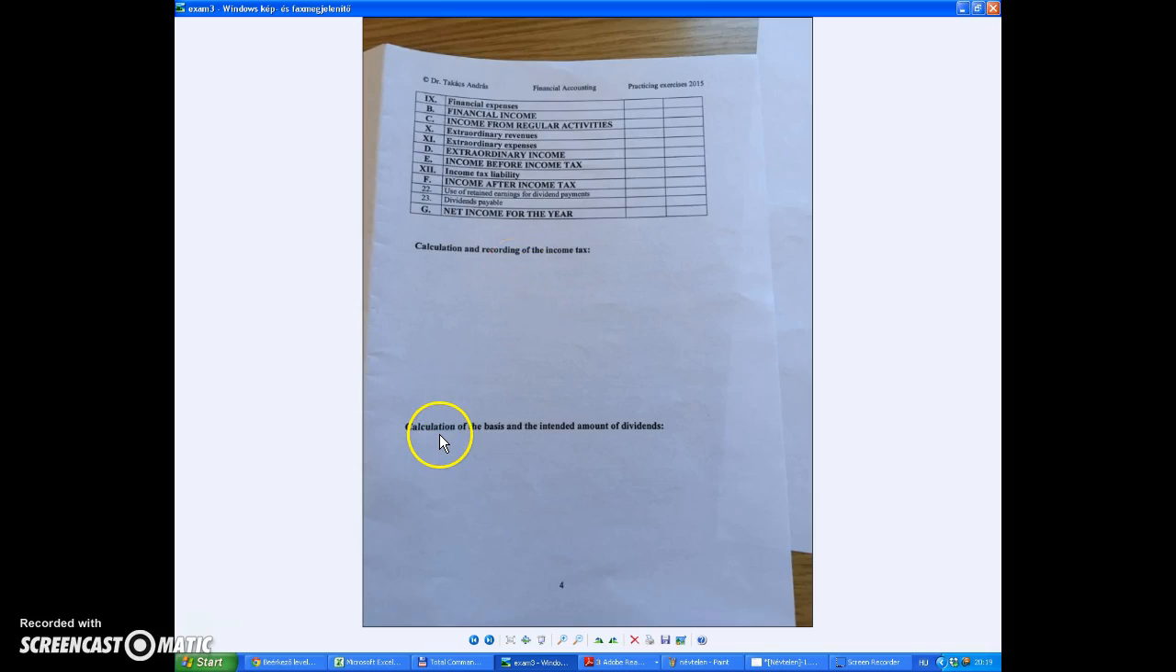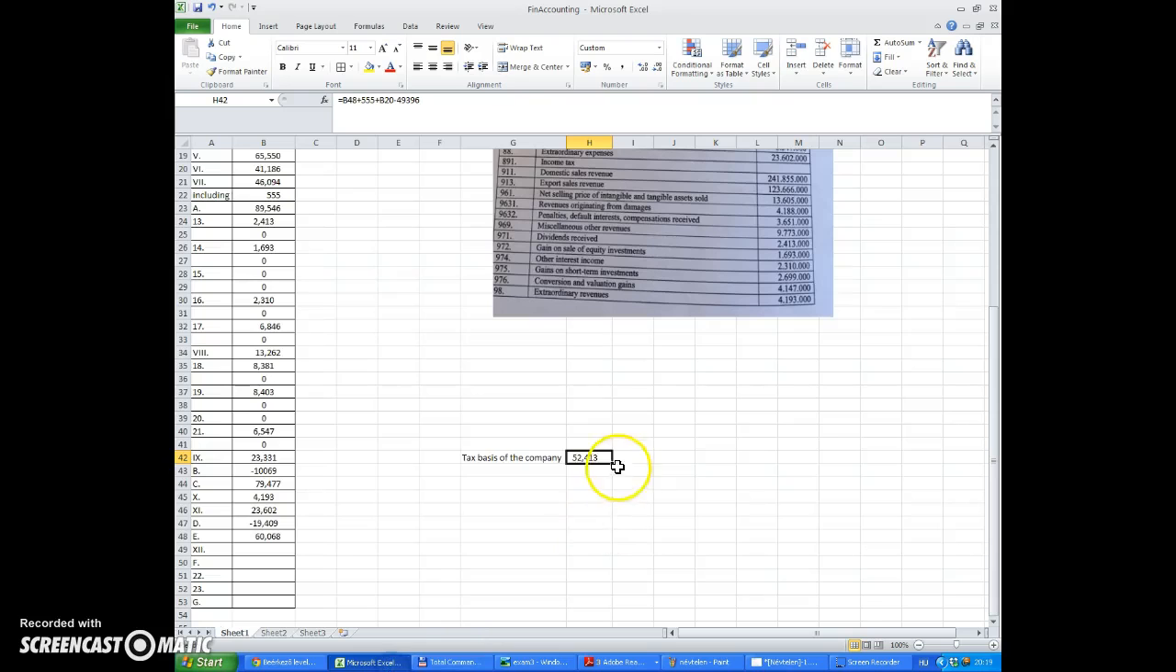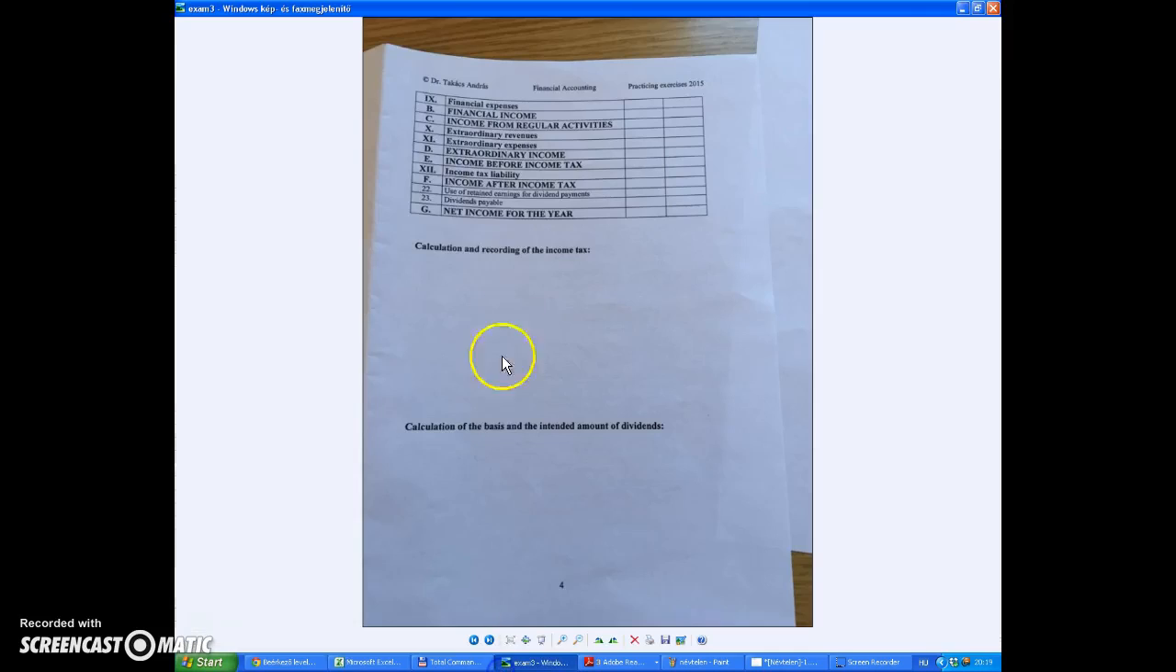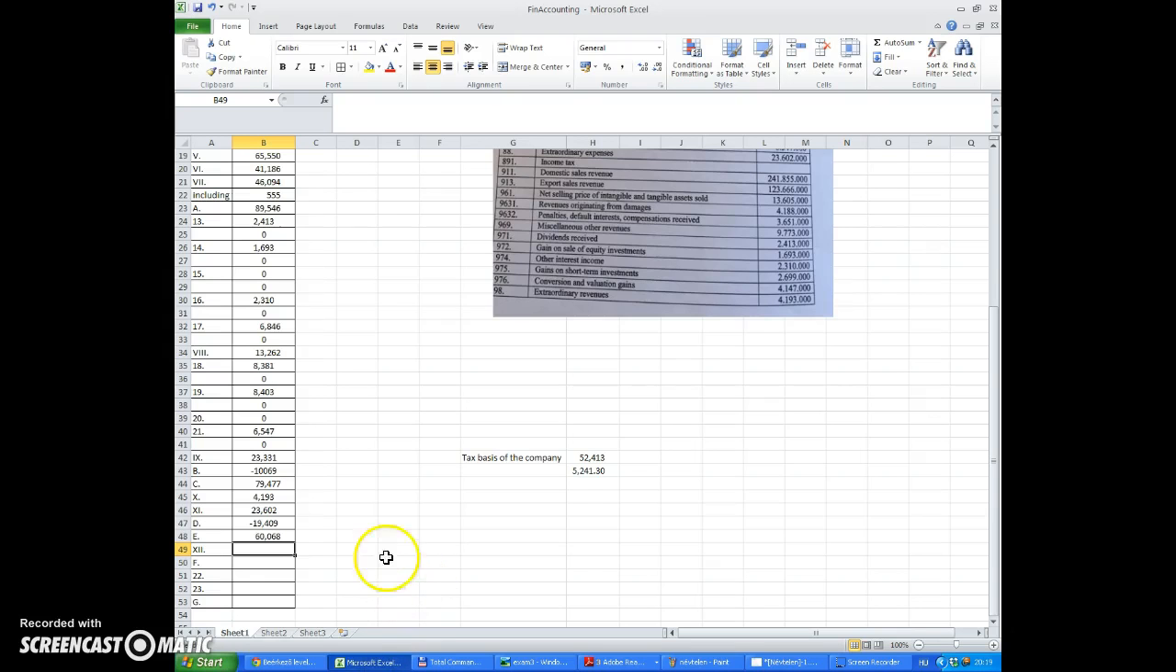The next calculation, we have to calculate the basis and the intended amount of dividends. We know that the income tax liability of the company is this one times 0.1. So we have that, and we have to record it here. So to 12, here's the income tax liability.